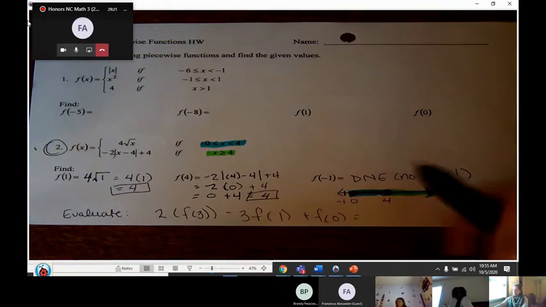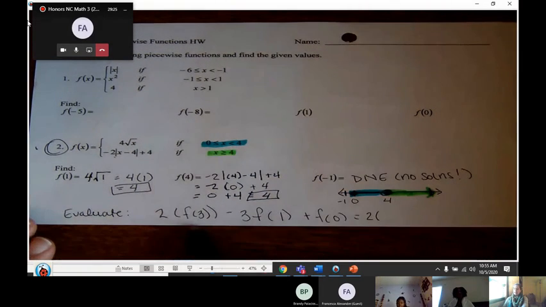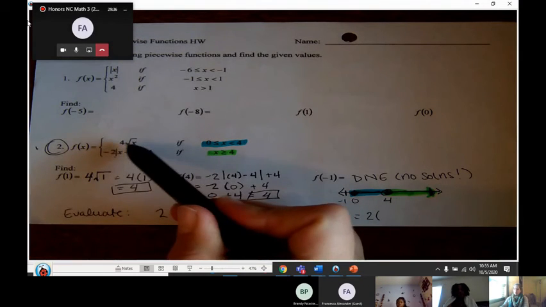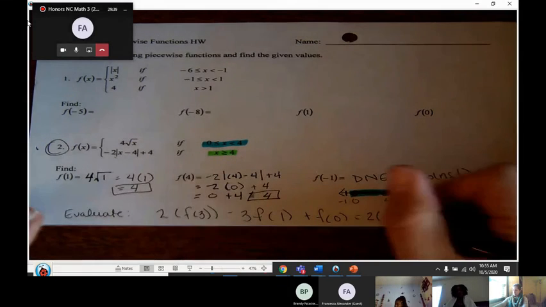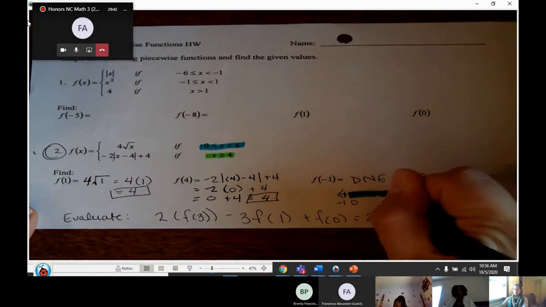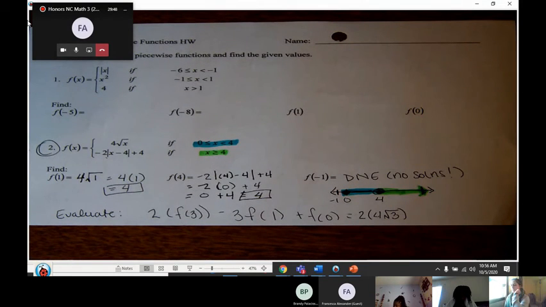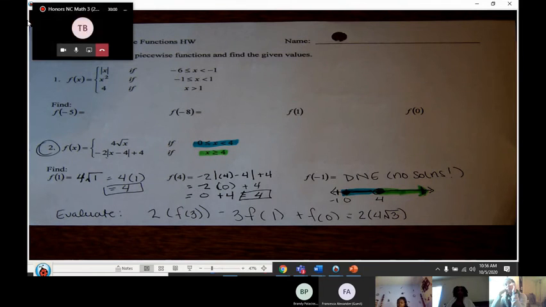So we would have 2 first. Now we need to figure out what number is f of 3. So is 3 going to be in the blue or the green section? The blue. Yeah, the blue. So it's going to be 4 times the root of 3. So 4 square root of 3. What questions do you have about that? You guys see how and why I did that? Yeah. Okay. Any questions at all about that?